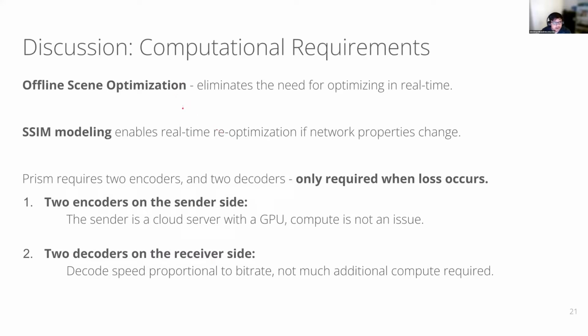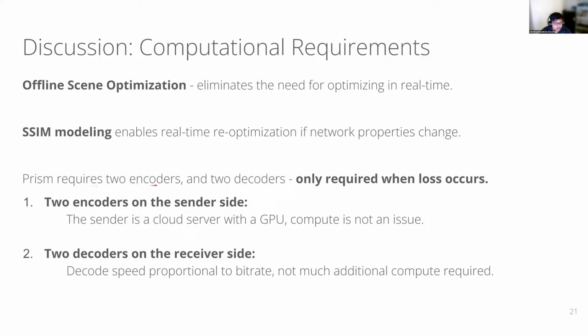So there are some considerations over here, which is the computational requirements. In Prism, we use an offline scene optimization, which eliminates the need for optimizing in real time. So you don't have to do complex video encoding sequences in order to determine the optimal split. The second is Prism uses SSIM modeling, which actually allows real-time re-optimization if needed very quickly. For example, this could be necessary if your rate of false positives of the loss prediction mechanism changed because the network properties changed.